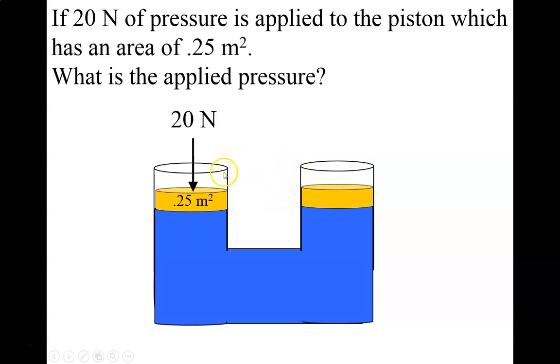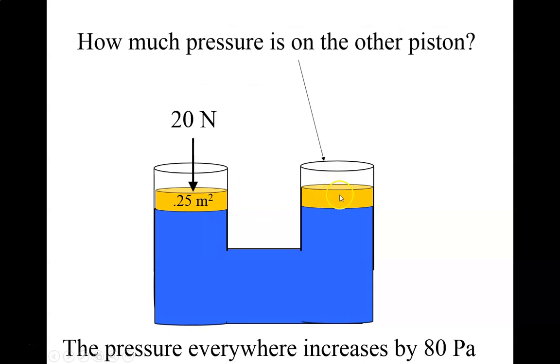So let's say I push with 20 newtons of force on a piston plug that's 1/4 of a meter squared. What is the applied pressure? 20 newtons divided by 1/4 of a meter squared gives me 80 newtons per meter squared, 80 pascals. How much pressure is going to be applied to the other piston here? If we're creating 80 pascals of pressure here, and that's going all over the walls here, is the pressure here going to increase by more or less or the same as 80? Well, I tried to trip you up by saying all over the walls here. The pressure is going to go up by 80 pascals as well.